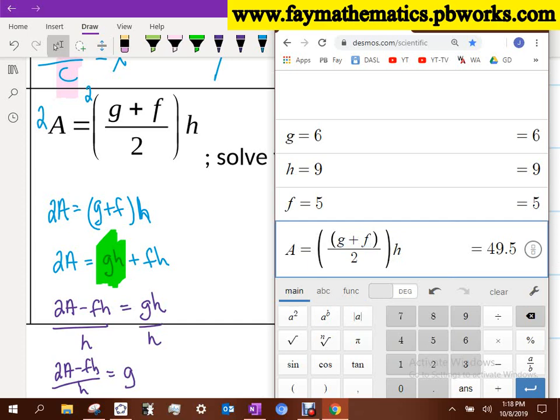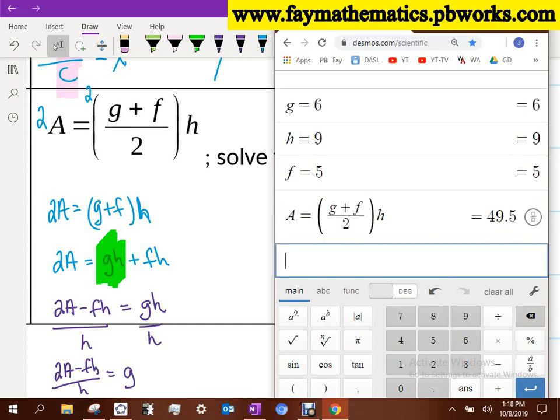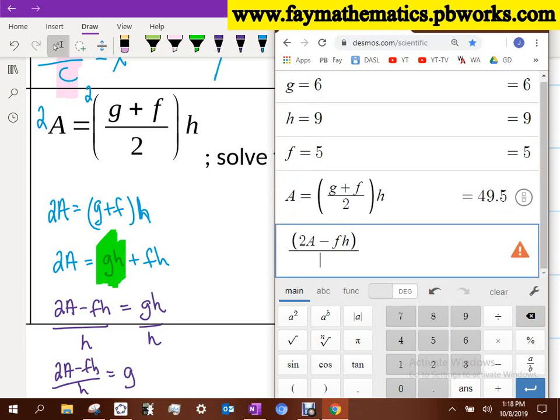But G plus F over 2. Okay, and then divide or multiply the whole thing by h. And if you want to, you can come back and actually delete those parentheses out. But 49.5, right? So now let's type in what we came up with for g. We said it was 2a minus fh, all of that divided by h. Does that give me the g that we started with? Spits back 6, which was the g that we started with, right?